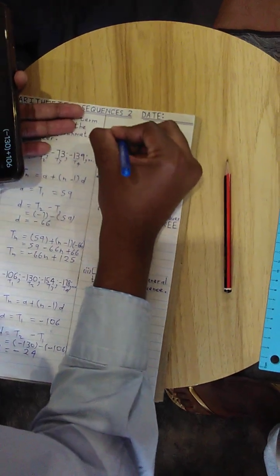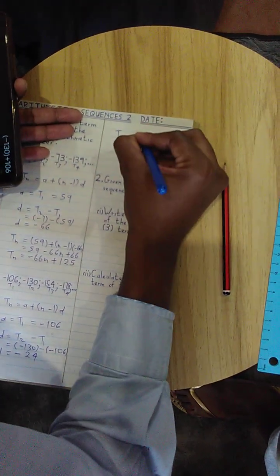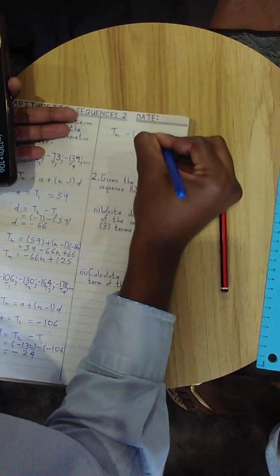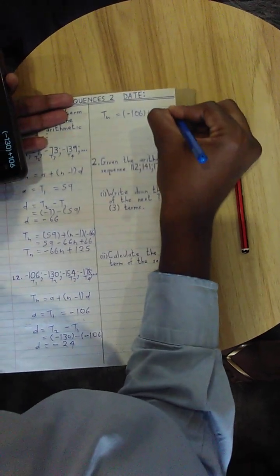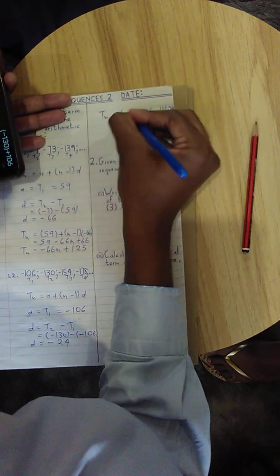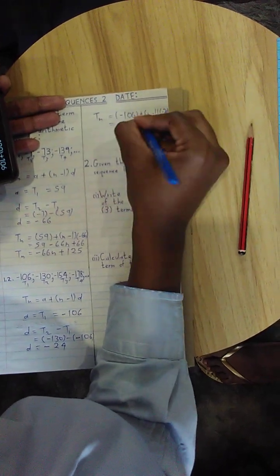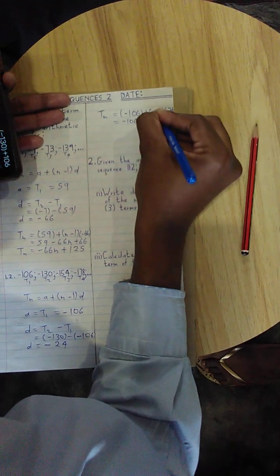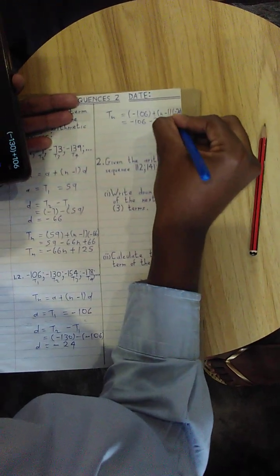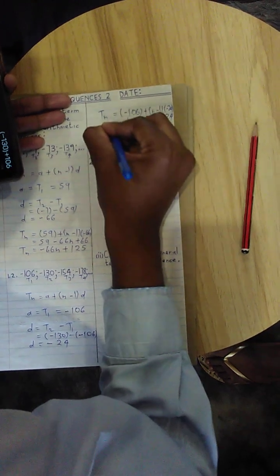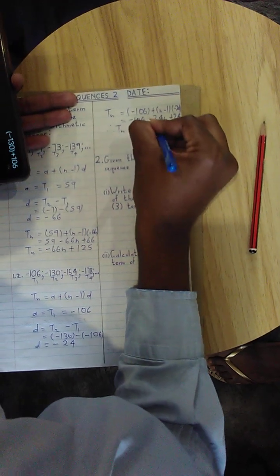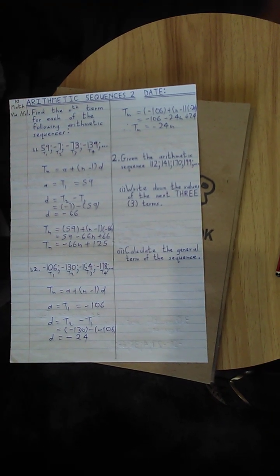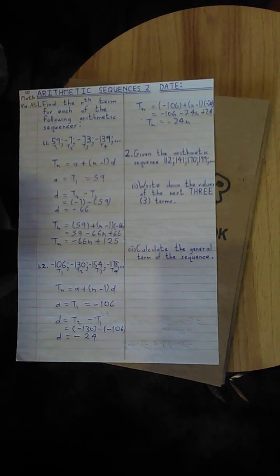So we have Tn is equal to negative 106 plus n minus 1 times negative 24, which is negative 106. n times negative 24 is negative 24n. Negative times negative is positive, 1 times 24 is 24. Tn is equal to negative 24n and negative 106 plus 24, minus 82.